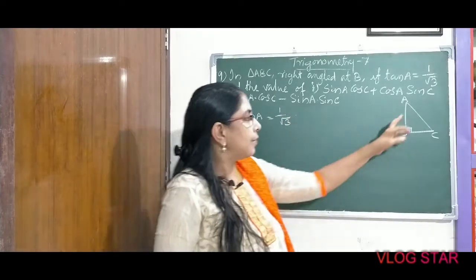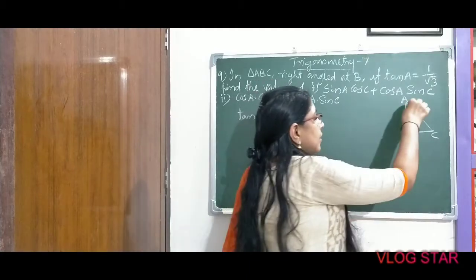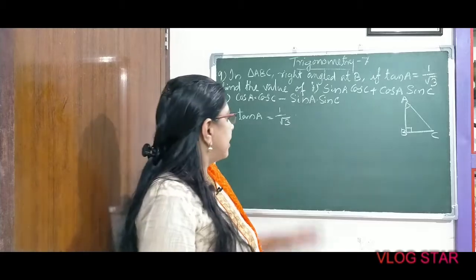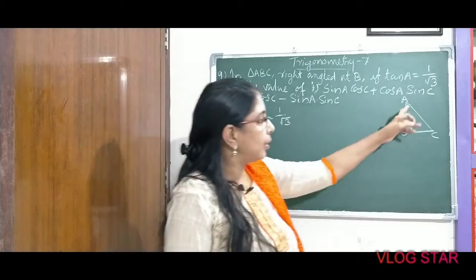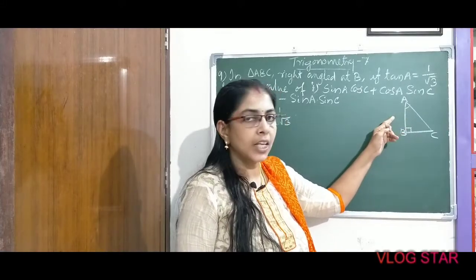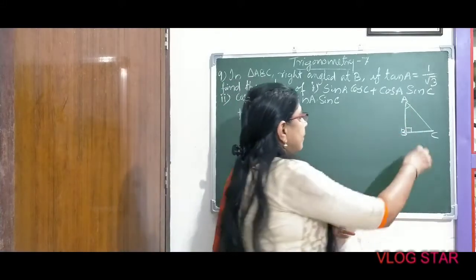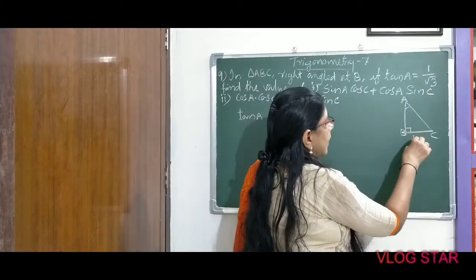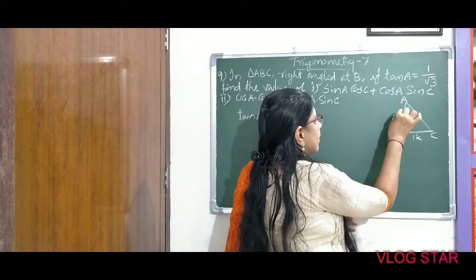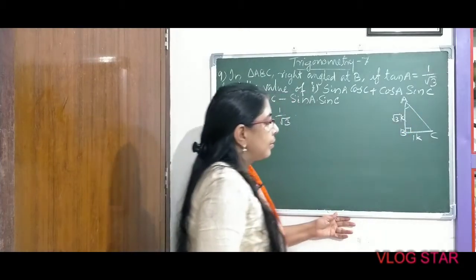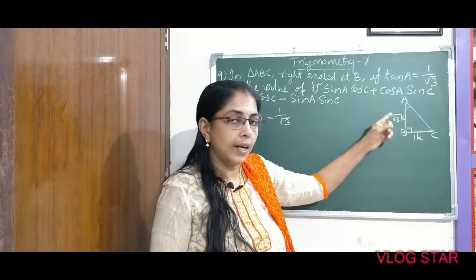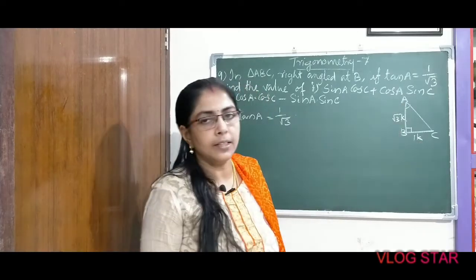Because we know that tan of an angle is side opposite to that angle upon side adjacent to that angle. Here tan A is given. Therefore, according to this acute angle, the opposite side is BC and the adjacent side is AB. Therefore, we can write 1 as 1k and root 3 as root 3k.